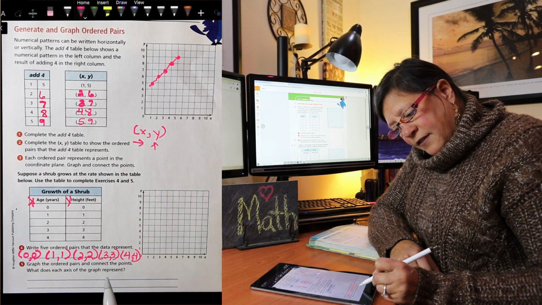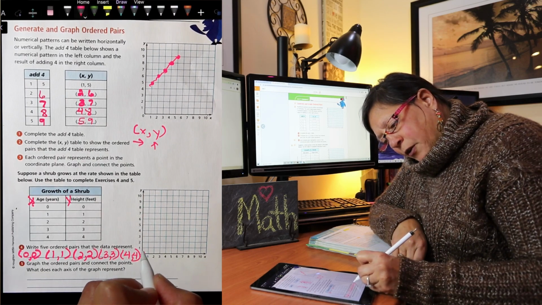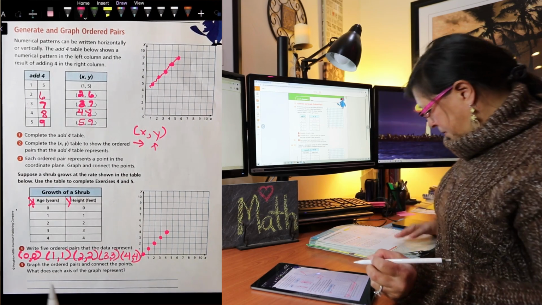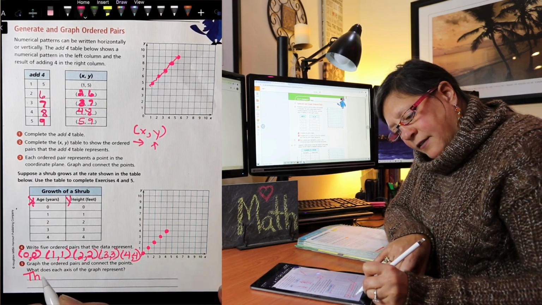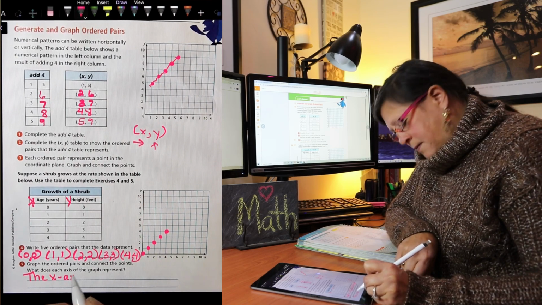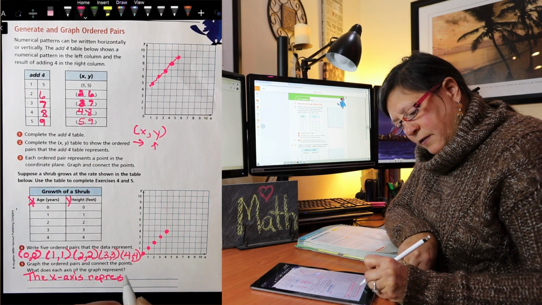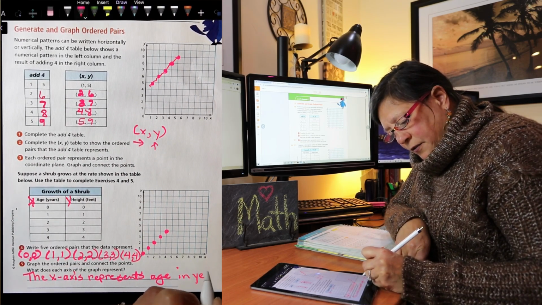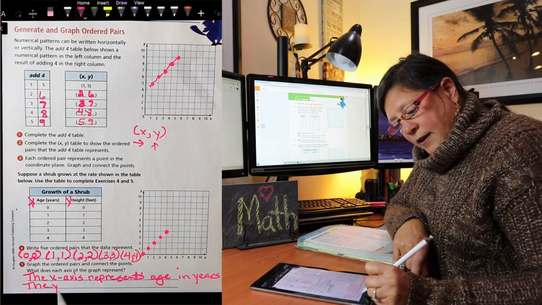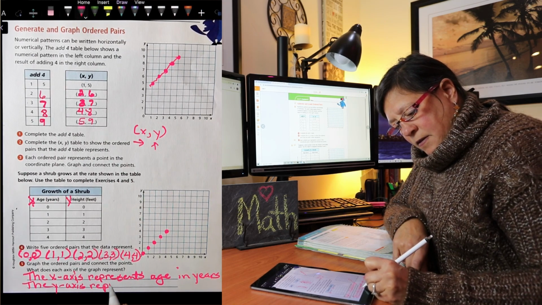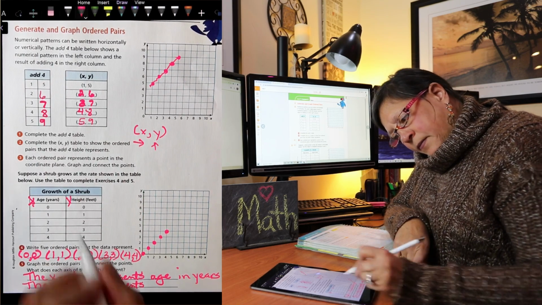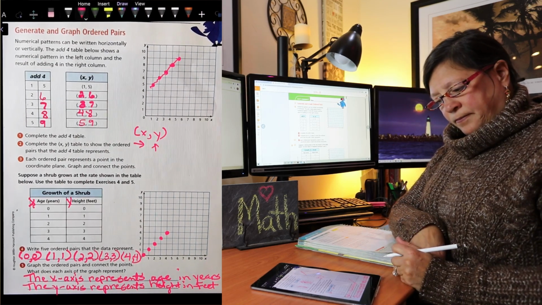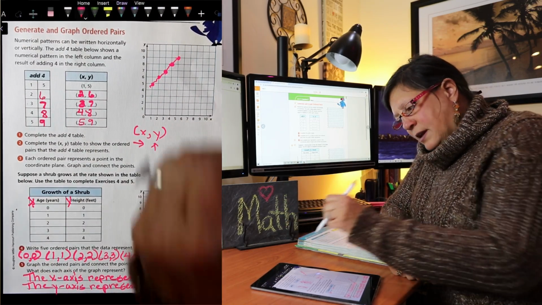What does each axis of the graph represent? So if we have 0, 0, here's our origin, 1, 1, 2, 2, 3, 3, 4, 4. Okay, what does it represent? Well, the x-axis represents age, and I'm just taking this right from the table, in years. So then the y-axis represents height in feet. Okay? We can do a couple more of those real world examples on page 300.